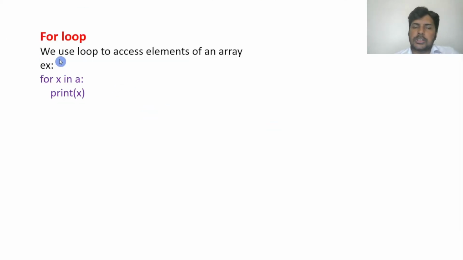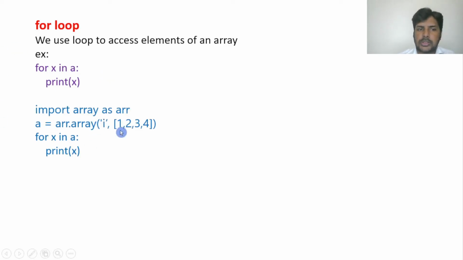Now our next topic is for loop. Let us see how we can use for loop. For loop is used to access elements of an array. For example, if I say for x in a, let us assume a has some values. All the values will be printed by using the loop. You can see here I have taken a is equal to array 1 2 3 4, so 4 elements. When I say x in a and print x, it will print individually. It will not come in a group. This is how we can use for loop. Let me show you a small example.